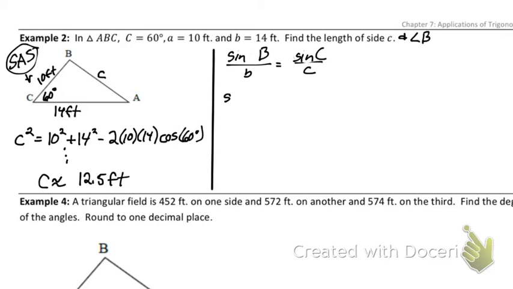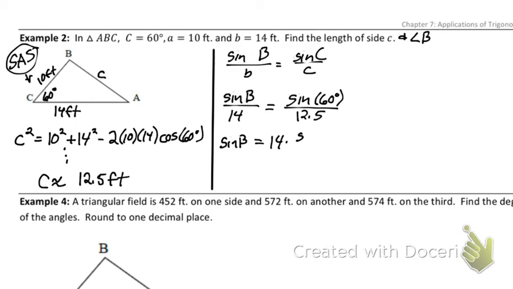Well, I don't know angle B yet, so we can't fill that in. But I do know that side B is going to be 14 feet. And that's going to equal sine of angle C. Angle C is 60 degrees, over side C, which is 12.5. And we start simplifying. We'll get sine of B equals 14 times sine of 60 degrees, all over 12.5.